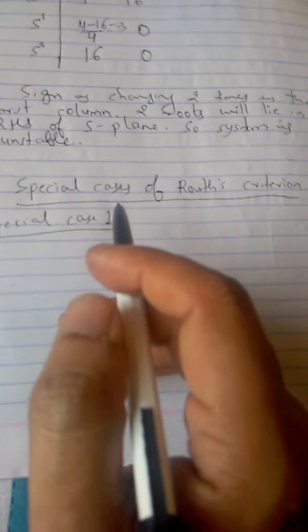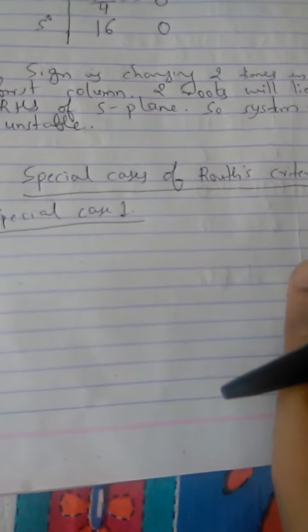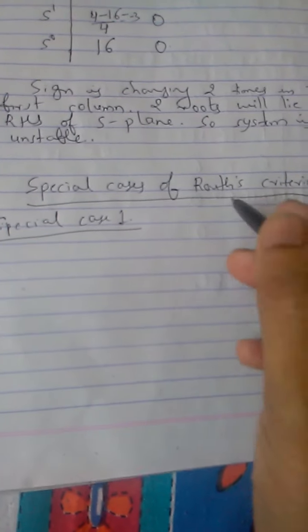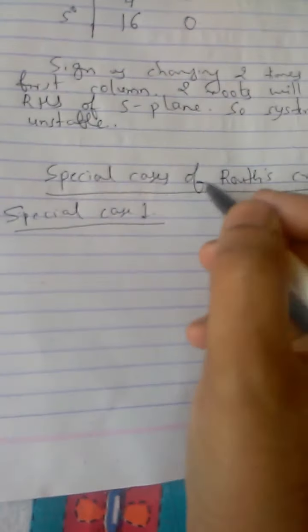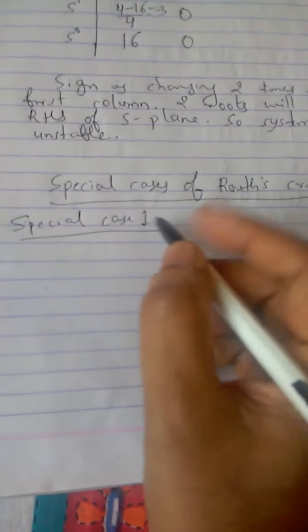So next is special cases of Routh's criteria. The first one is special case one. In this, what happens is the first element of any of the rows of the Routh array is zero, and the same row contains at least one non-zero element. Then we can call it special case one.